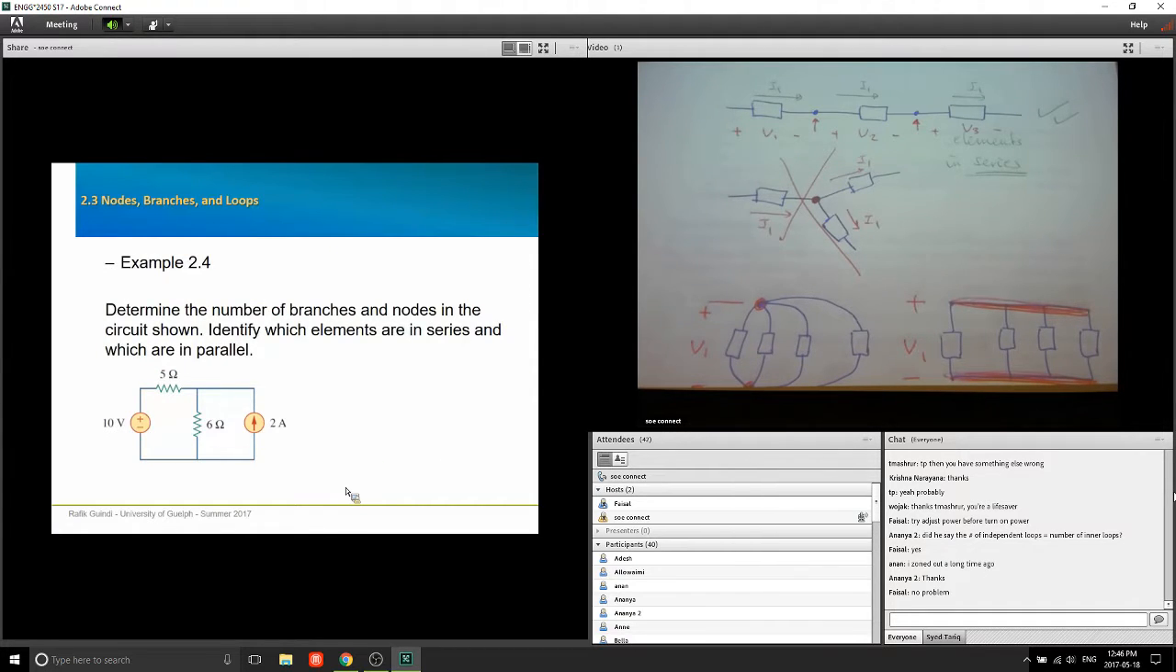Determine the number of branches and nodes in the circuit shown. Identify which elements are in series and which are in parallel. So what do we have here? How many branches do we have? You just count them. We said a branch contains an element. So how many branches do you have?